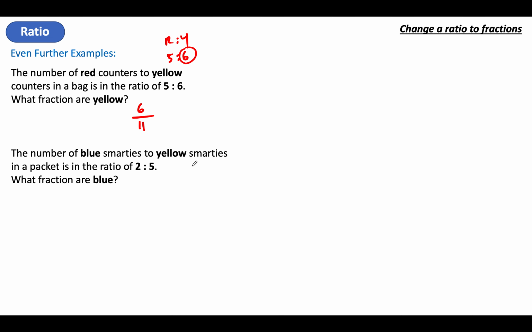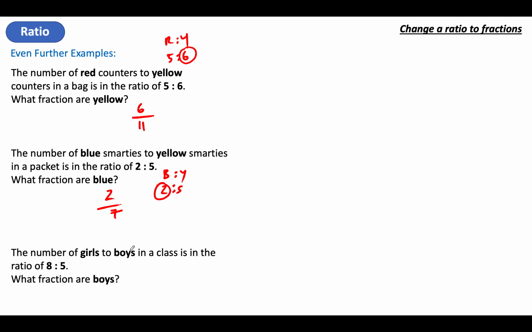The number of blue Smarties to yellow Smarties, so blue to yellow is 2 to 5. Again, same order in the question, blue to yellow, 2 to 5. What fraction of blue? That's the 2. So that's 2 out of 7, because 2 and 5 is 7.